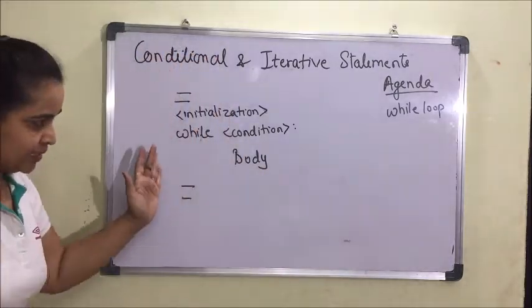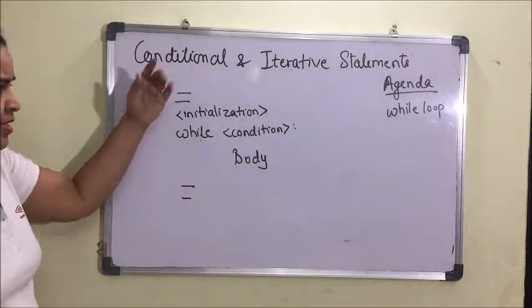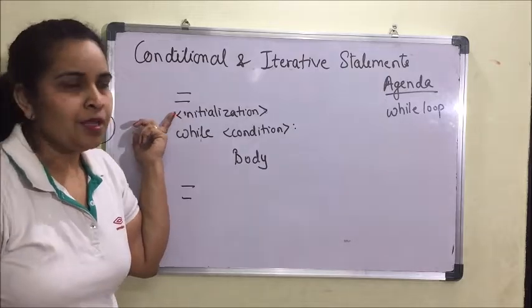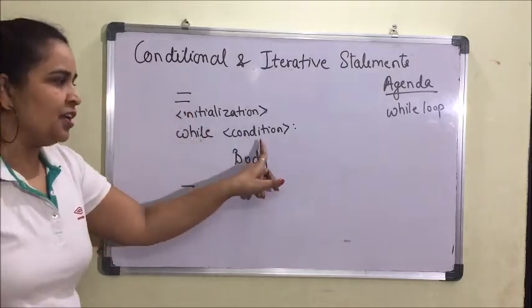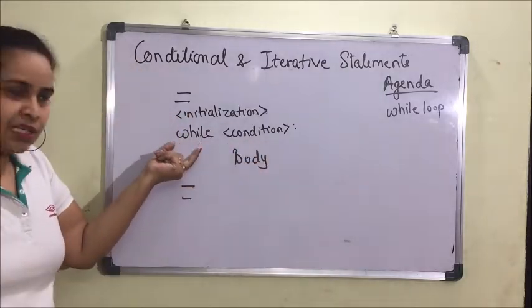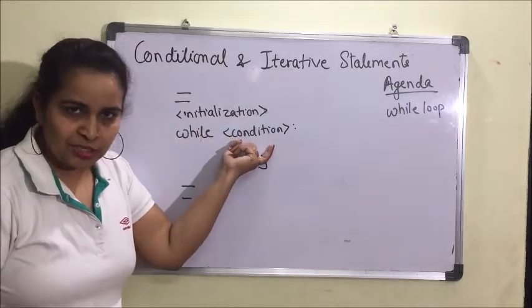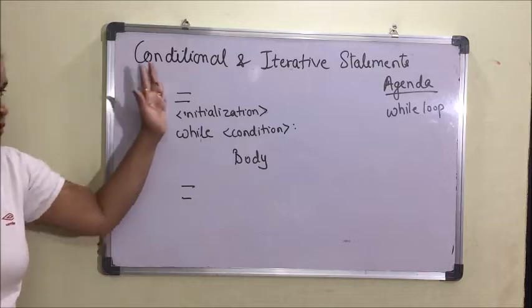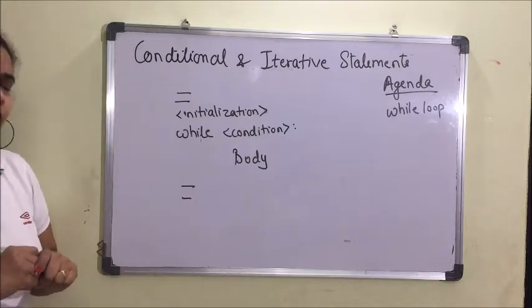So this is the syntax of the while loop. Whatever statements are there, here we will initialize the variable for which the condition will be checked. While is a keyword. After that we put the condition and then the body of the loop and further statements. So this is the simple syntax of the while loop.